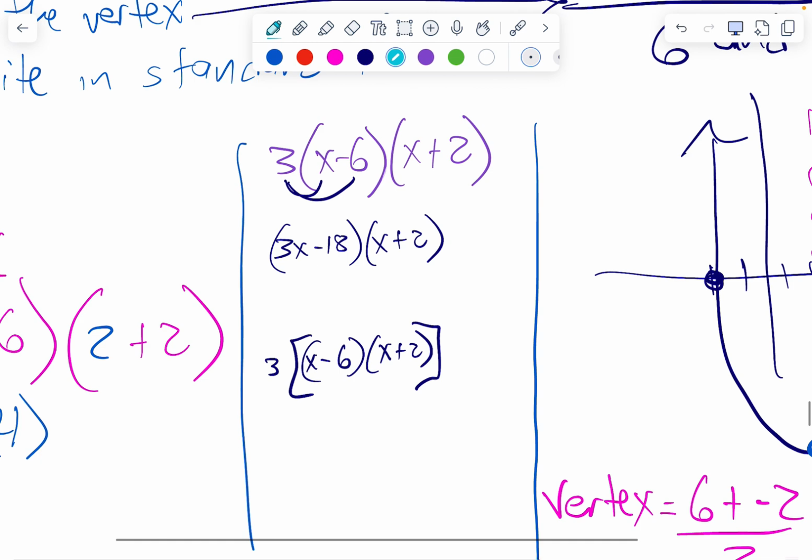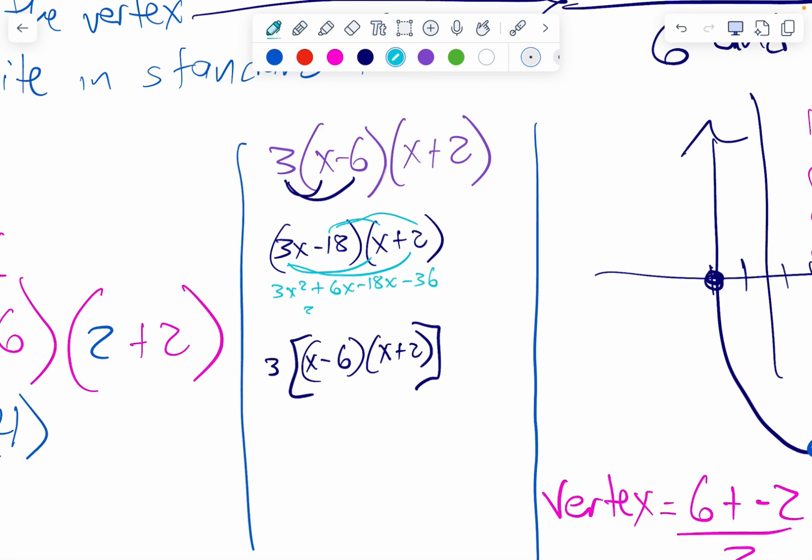But let's just show. So this one, now it's okay to distribute. So we'll get 3x squared, and then we'll get 6x minus 18x minus 36. So 3x squared, and then minus 12x minus 36.